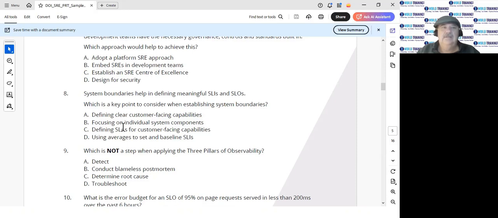Defining SLAs for customer-facing capabilities. You do want to understand the SLAs for customer-facing capabilities, but that's not really what the question is asking. It's about defining meaningful SLOs and SLIs. Using averages to set a baseline. You want to be careful about using averages. I think that's discussed in the course. But I think the answer is A, 8A, yes.